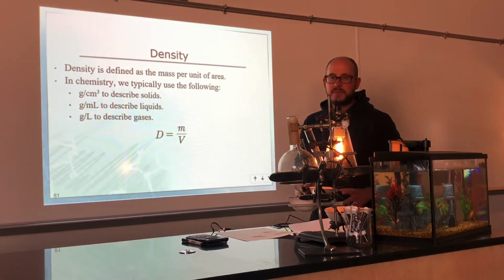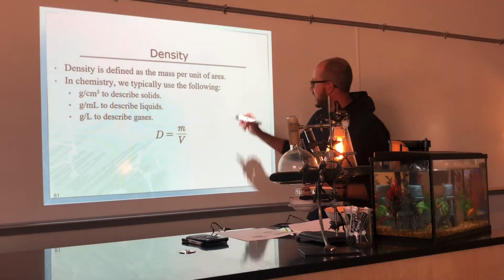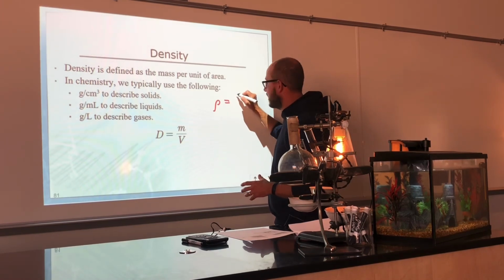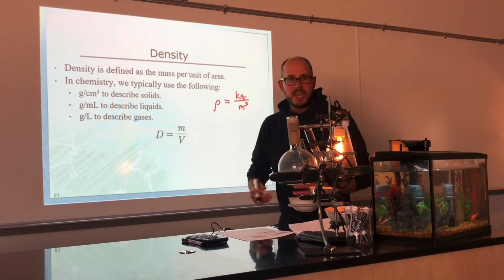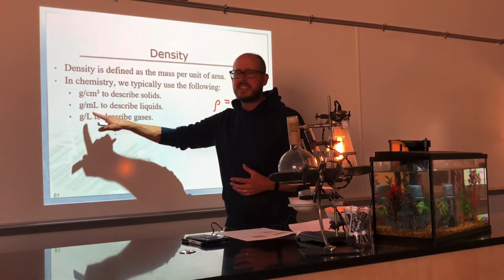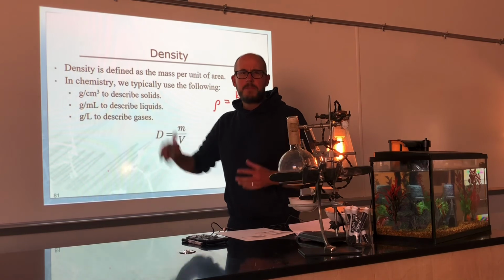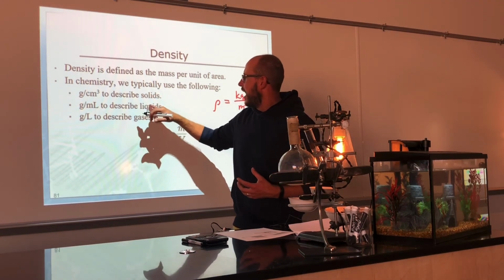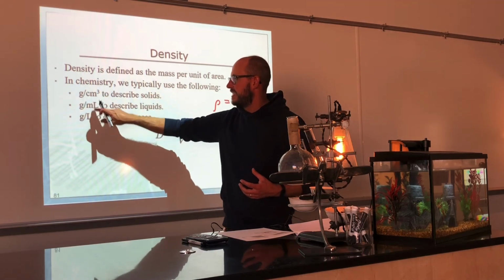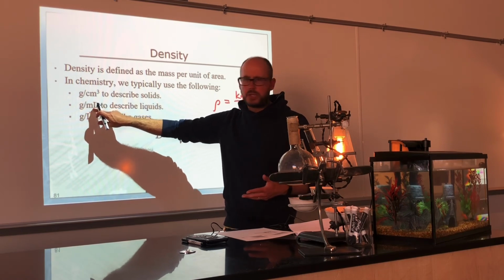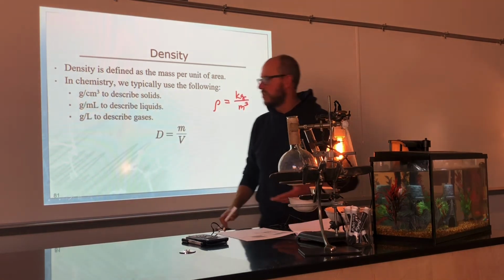Now, comparing this to physics, in physics, density, which was represented by the Greek letter rho, was always calculated in kilograms per meter cubed. In chemistry, we do not use this for density. We use these because they help make the numbers manageable for each different type of object. Solids and liquids, the densities, yes, are numerically the same, but to describe a liquid, it's easier to measure it in milliliters than it is cubic centimeters and so forth.